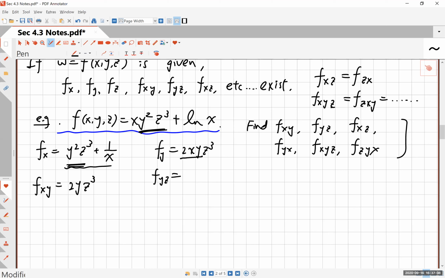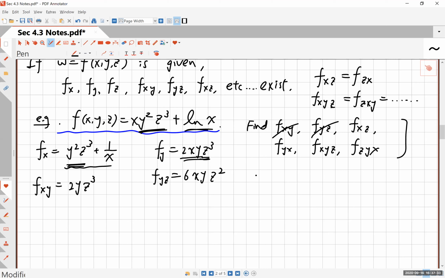So you take, oh yeah, so f sub y was, see this 2, 2 becomes the constant, right? So it's 2xy, z cubed is still z cubed, it's still there. Natural log of x disappears when you take the derivative with respect to y. And then you take the derivative of f sub y with respect to z, you get 6, 2 times 3, xy, and then z squared, right? Because z cubed becomes 3z squared. So that's what f sub yz is. So this is done, this is done.